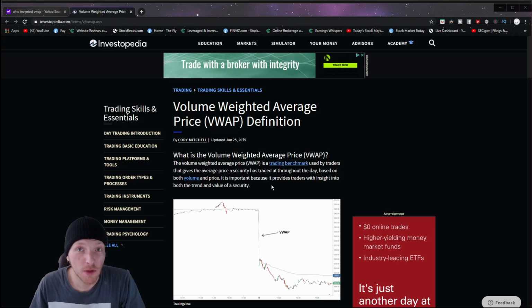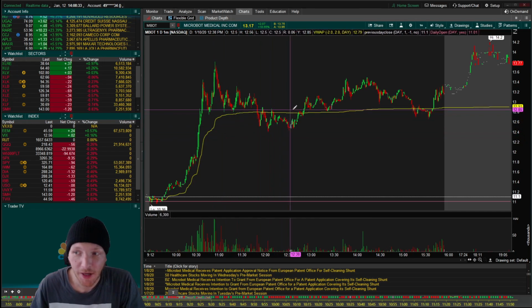So what is VWAP? The volume weighted average price, VWAP, is a trading benchmark used by traders that gives the average price a security has traded at throughout the day based on both volume and price. It is important because it provides traders with an insight into both the trend and the value of a security. This yellow line here that I have plotted out on my chart is the VWAP.